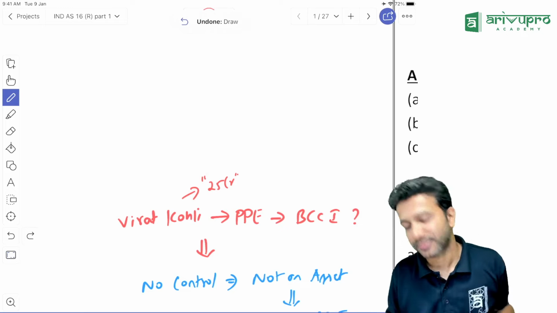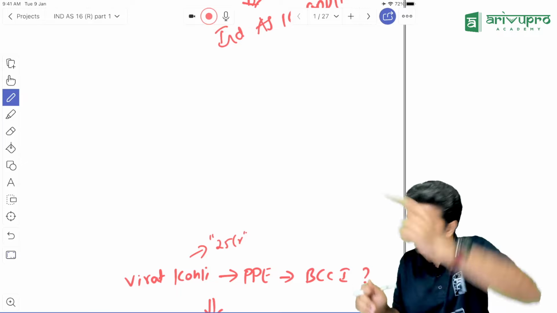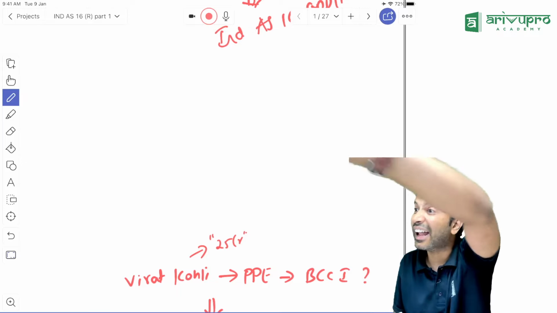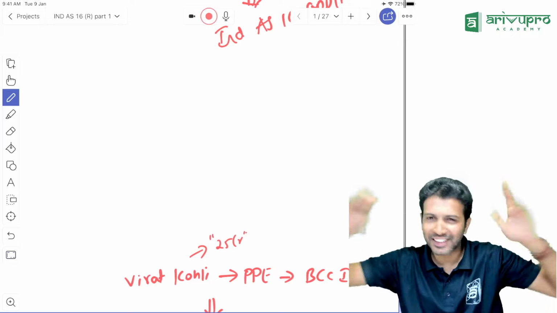Can we do this? Is it acceptable? Now, don't blindly say yes. You have the definition. What does the definition tell me? Tangible asset. Okay, Virat Kohli, can you see him with your eyesight properly then?